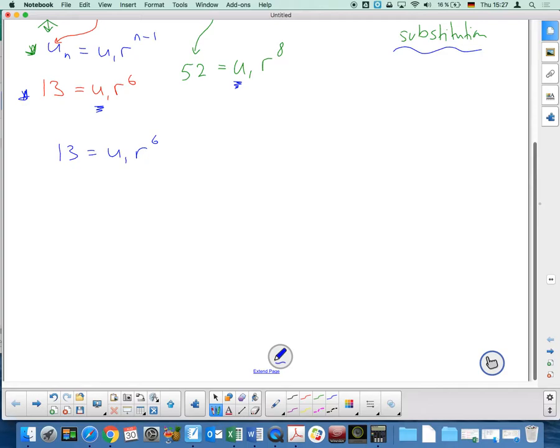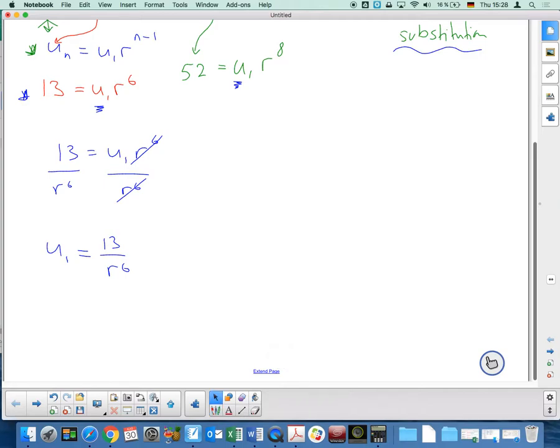Now you've all got different ways of rearranging. Some people might say, oh, if I divide both sides by r to the power 6, that leaves me with U1 on that side, and I've got 13 divided by r to the power 6 on the other side there. If that's the way you like working, that's fine. You can just leave it like that. So I've now rearranged to get what U1 is. Now the reason it's called the substitution method is because I'm now going to take this value of U1 and substitute it into the second equation.